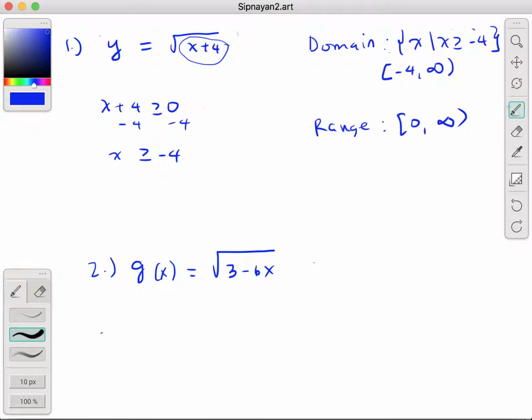Now, for the second function, again, this must be greater than or equal to 0. So, 3 minus 6x must be greater than or equal to 0. Mag-plus tayo ng 6x. So, 3. Pag nag-plus ka ng 6x dito, 0 na to, di ba? Kasi negative 6x plus 6x. So, ibig sabihin mag-plus 6x ka rin dito. So, this is 6x. We divide both sides by 6 para x na lang matira sa kanan. So, this is x. 3 divided by 6 is 1/2.